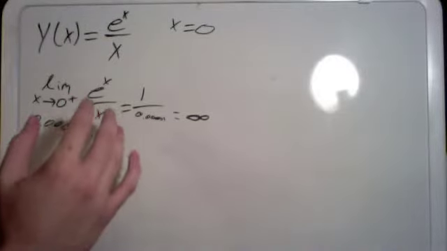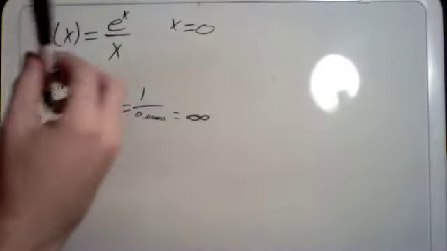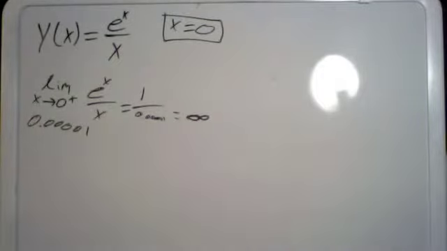So we know that there's a vertical asymptote at 0, and because it's a vertical line, it has an equation of the form x equals something. So x equals 0 is the equation of our vertical asymptote.